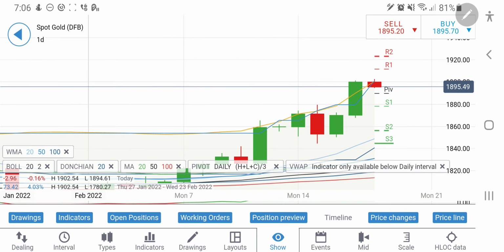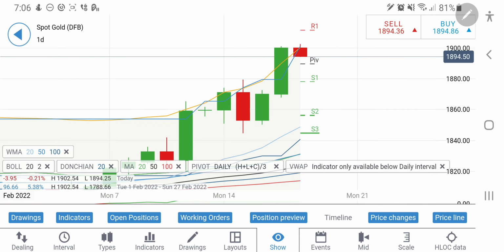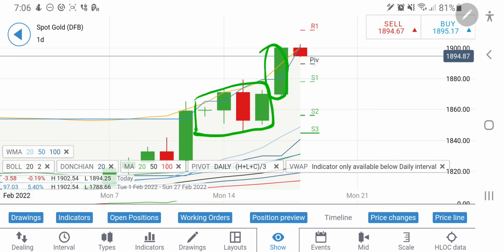Today is the last trading day for the week. Now, this is the gold chart on a daily time frame. You can see this was the zone for consolidation where it consolidated between 1845 to 1880, or rather 1870 levels. Yesterday it did break out. The candle has started on a high here around 1903 levels. Also look at it, it is at the top of the Bollinger Bands.